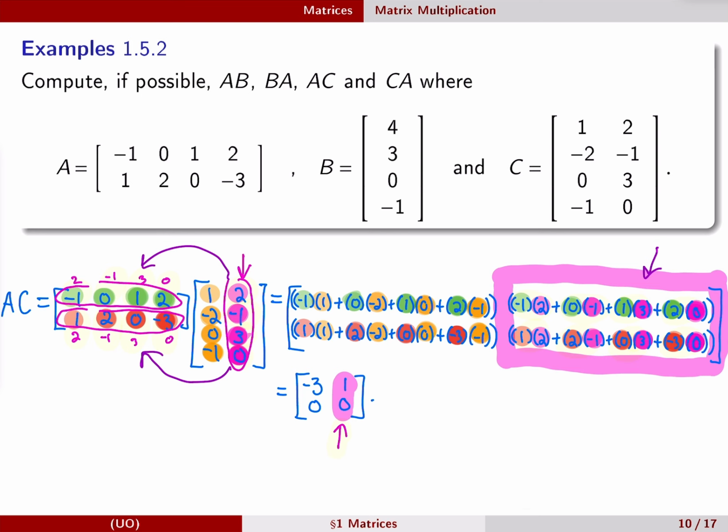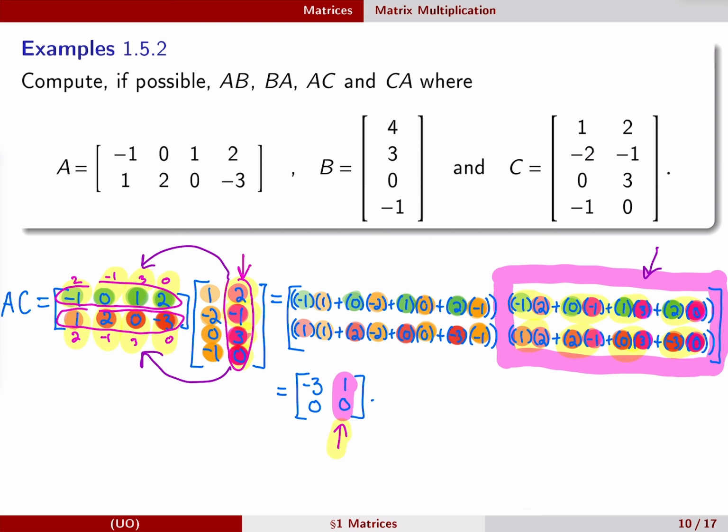And now when you do your computation, so 2 times minus 1, that's this one, plus minus 1 times 0, so minus 1 times 0, plus 3 times 1, plus 0 times 2, and then same thing on the second row, so 1 times 2, plus minus 1 times 2, plus 0 times 3 plus minus 3 times 0. And if you do this computation, you can verify that you get 1, 0. So your final answer is this nice clean 2 by 2 matrix, minus 3, 1, 0, 0. And that's the result of multiplying A times C.